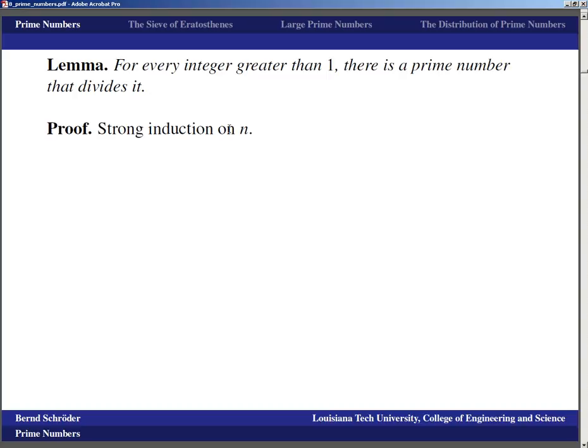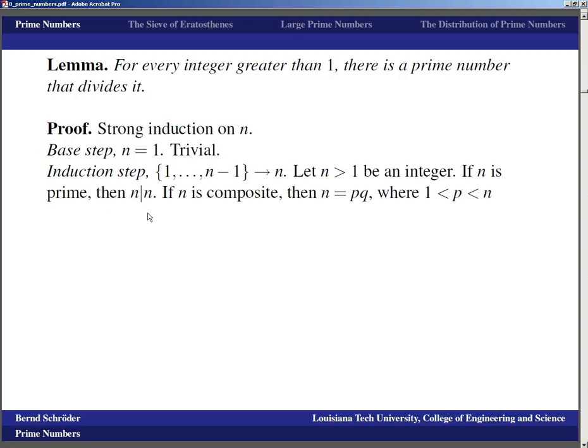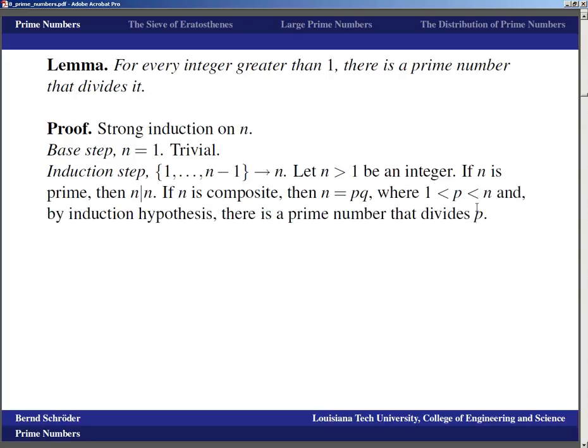The proof is an induction on n. And the base step, well, of course, it's quite trivial, because n equals 1 isn't part of the game, so the result is vacuously true. When we go from the first n minus 1 numbers to n, so we take n greater than 1 to be an integer, well, then if it's prime, then n divides itself. And if it's composite, then n is p times q, where p is between 1 and n. And by induction hypothesis, there's a prime number that divides p, and that number will also divide q.